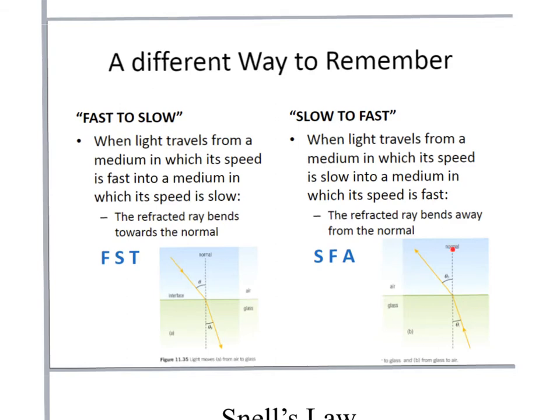Our second car scenario is slow to fast, where we have a material with a high index of refraction moving towards a low index of refraction, and the ray will bend away from the normal. And so whether you use the car analogy or whether you use these little fast to slow, slow to fast, you will need to know this. You will need to be able to predict whether the refracted ray will move towards the normal or away from the normal, depending on the situation.